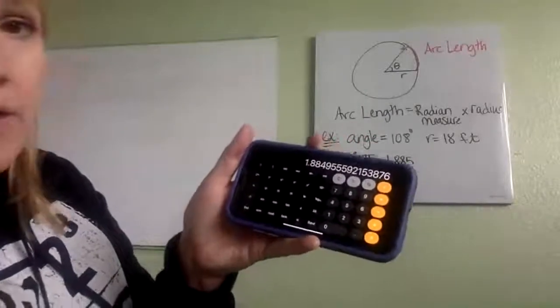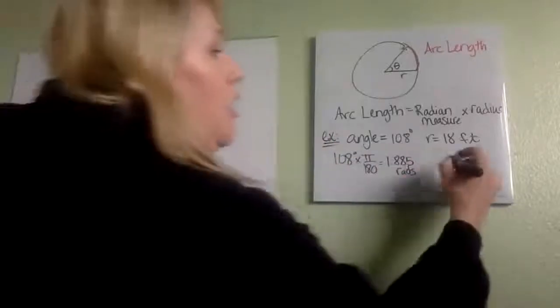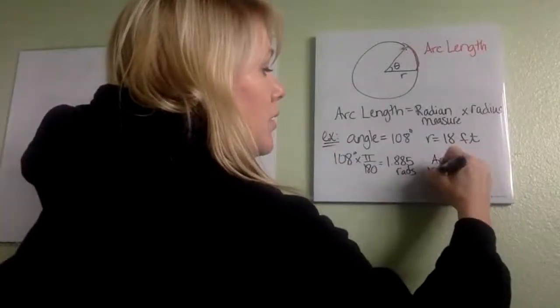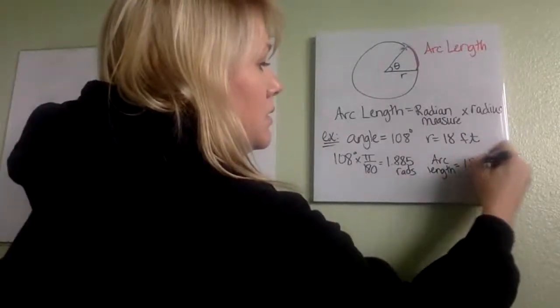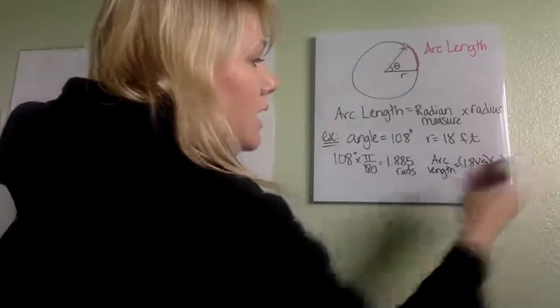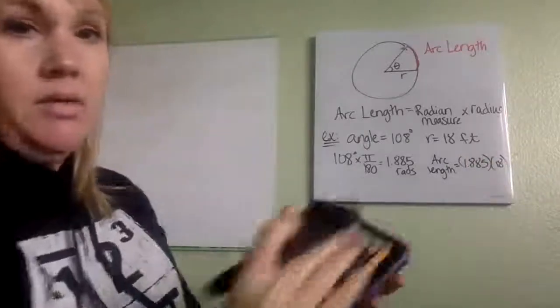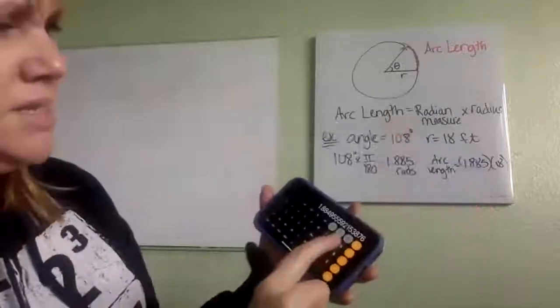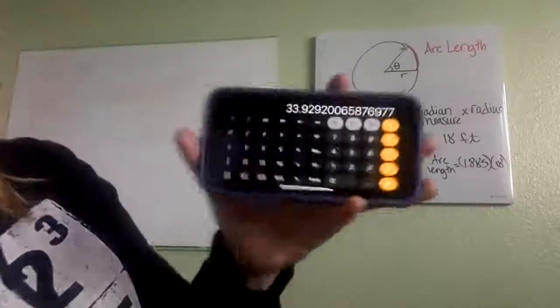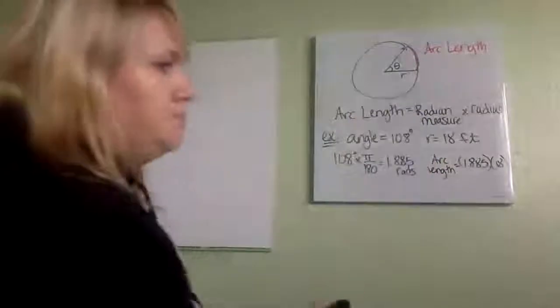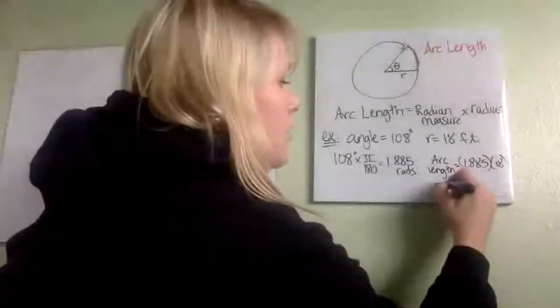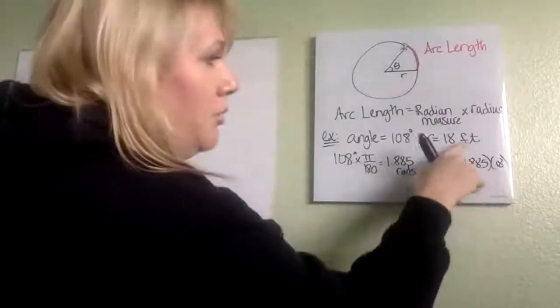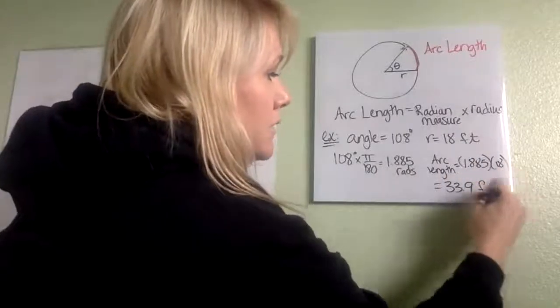Now I know to find the arc length, I'm just going to multiply this times 18. So now I have that decimal in my calculator. The next step would just be to multiply by 18. We get 33.9, and then again, we label it with the same units as the radius.